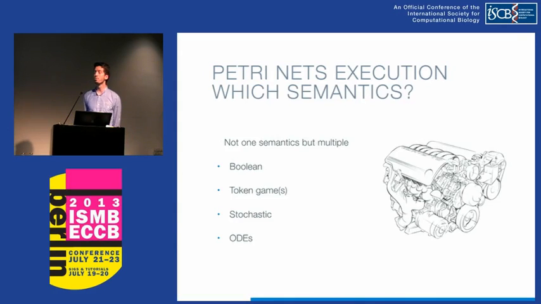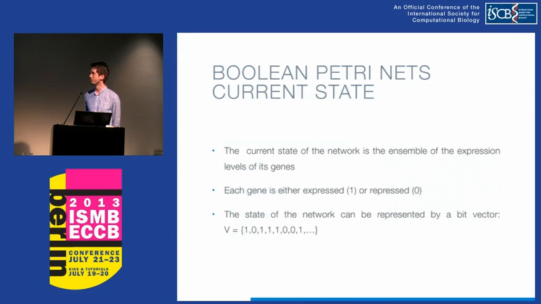And by doing so, we need to define what the state of the network is at a given point in time. And we can represent that using a bit vector, in which each bit represents a gene in our network, and that bit being 1 means the gene is expressed, or that bit being 0 represents that the gene is at that point in time repressed.